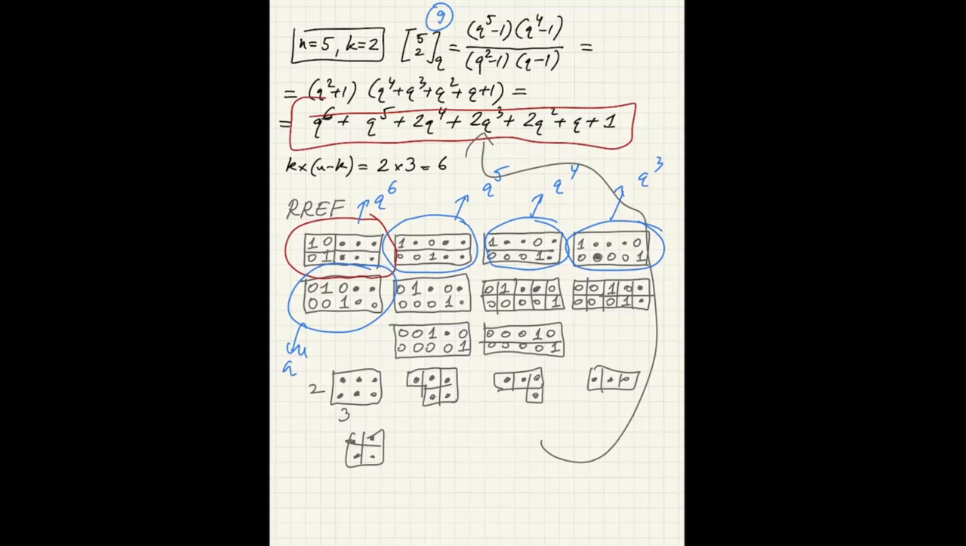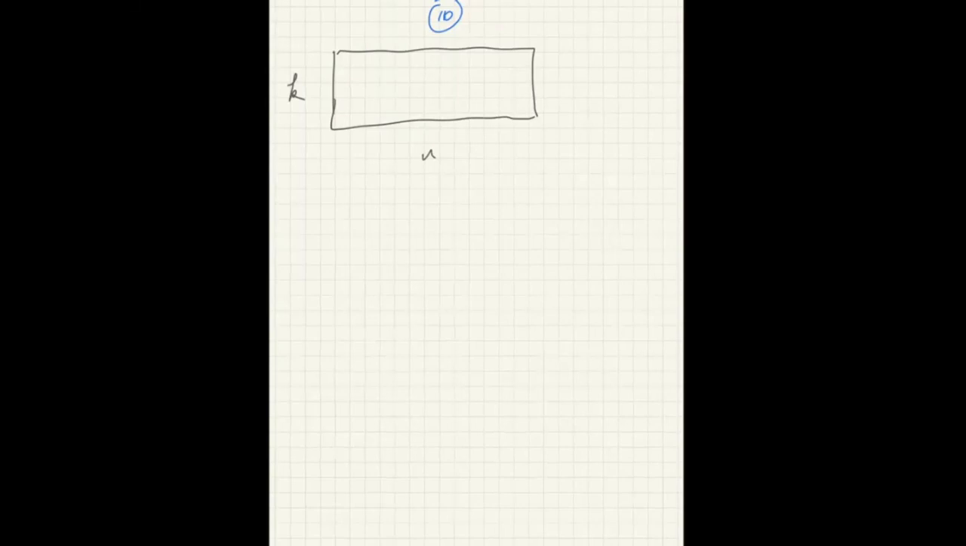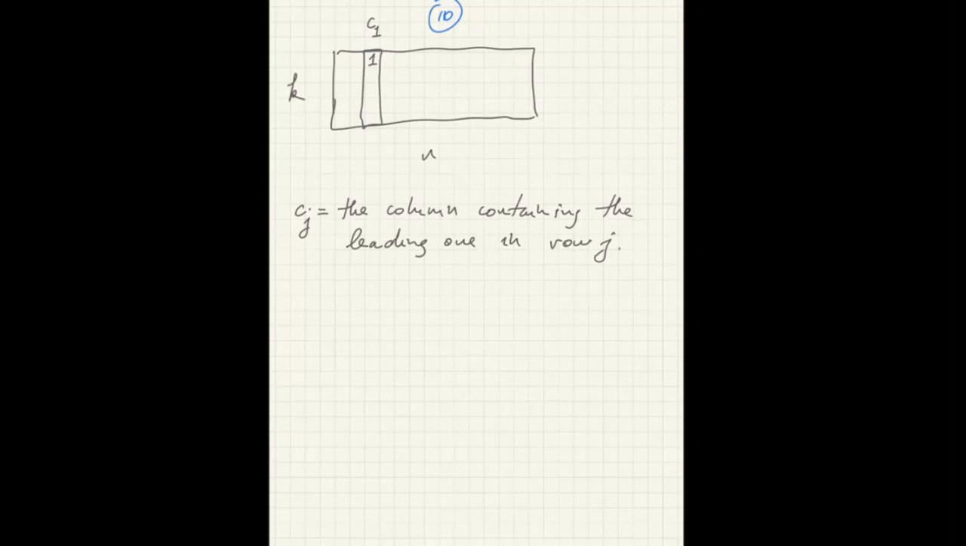Now, what's the general idea? Here's how you can formalize this into a proof. When we look at this row reduced echelon form, we have k rows and we have n columns. We keep track of where the leading ones are. So c_1 is the column, and in general c_j will be the column containing the leading one in row j. Because of the definition of row reduced echelon forms, these c's have to be increasing. So c_1 is less than c_2, which has the 1 here, and all the way to c_k, which has the 1 here.